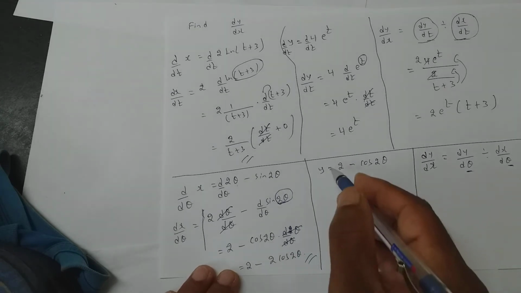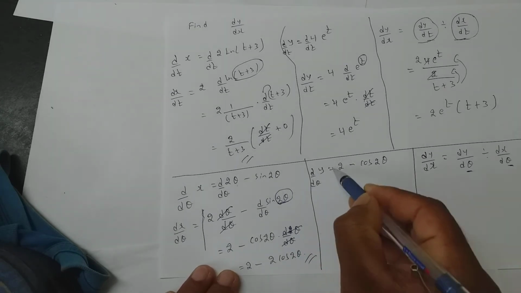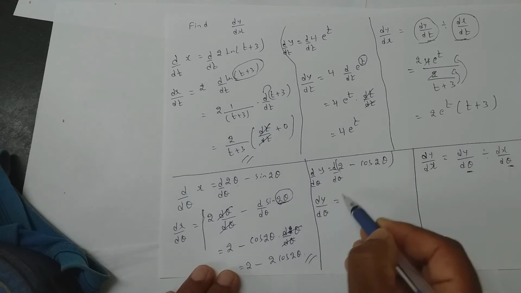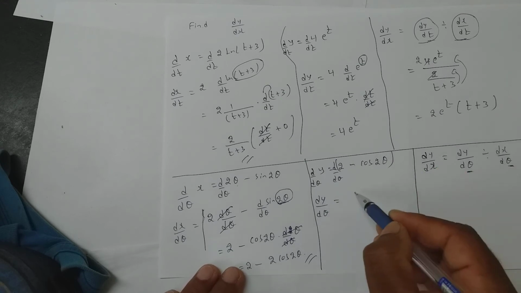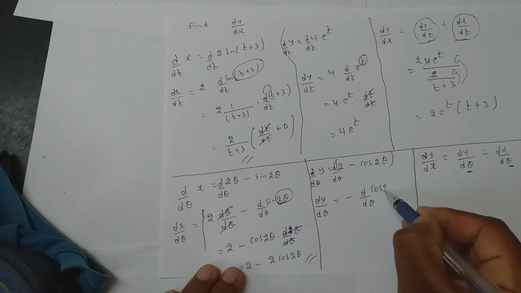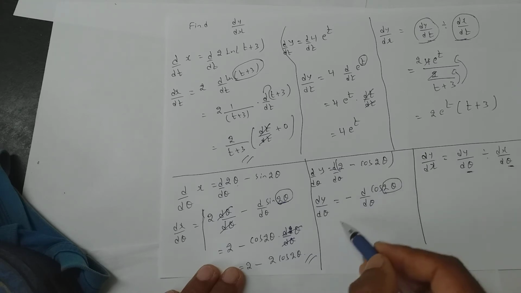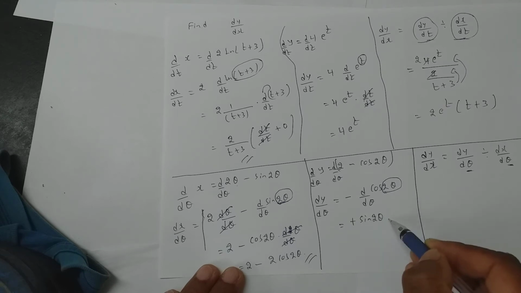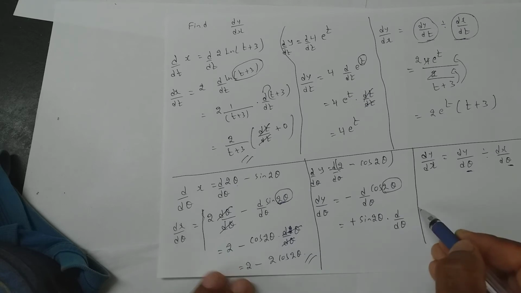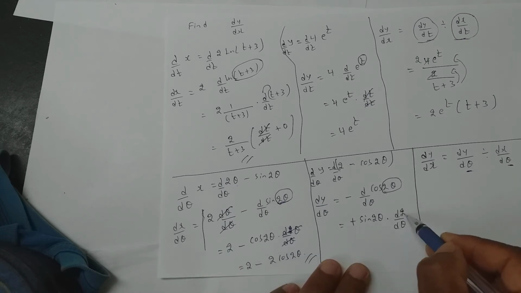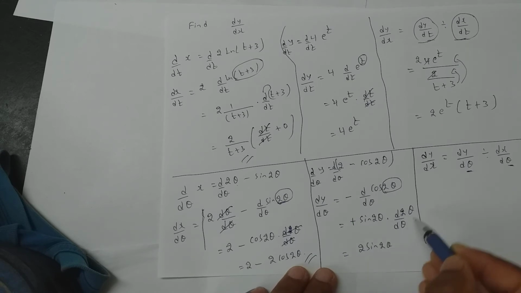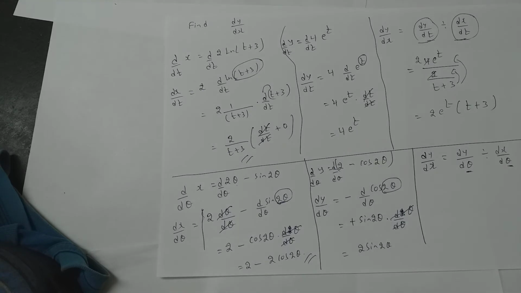Clear? Now here again I need to differentiate with respect to theta. So d by d theta. So dy by d theta, d by d theta of 2 is 0. Now minus d by d theta of cos 2 theta is there. Again cos x form, minus sin x, that minus this minus makes it plus sin 2 theta into d by d theta of which one? Of 2 theta. Now 2 will come out, and once 2 is gone, d theta is gone.